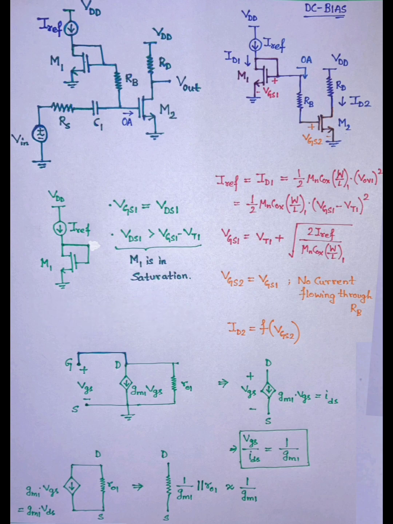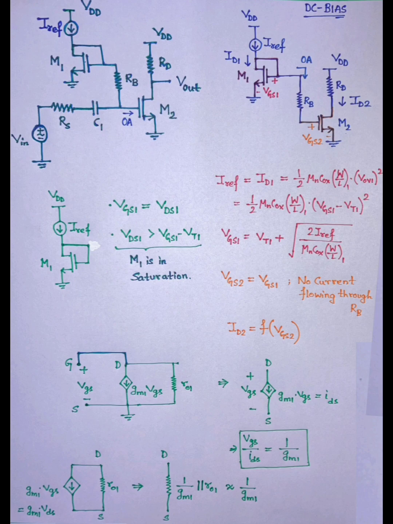When you are calculating the output impedance, it is the drop across VDS divided by the current which is flowing, and RO1 is very large. In the question it is given that there is no channel length modulation, so it is infinite. So the resistance across this is the drain to source voltage divided by the current flowing. You have seen that gm1 into VGS is equal to IDS, the current flowing from drain to source, and we are not considering RO1, it is infinite. So the equivalent impedance from drain to source is equal to 1 by gm1. I hope now it is clear.